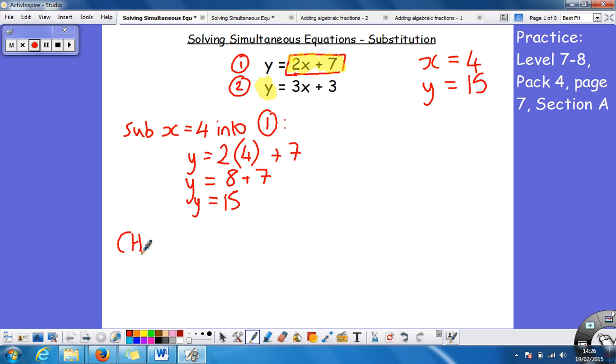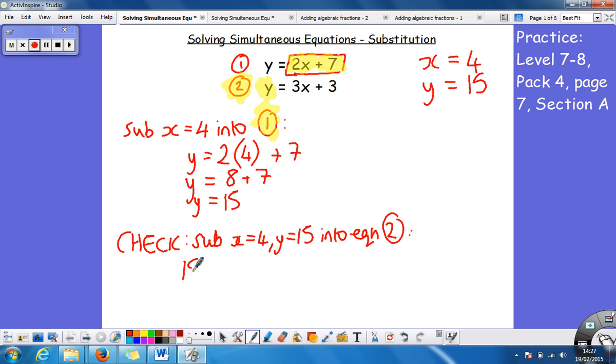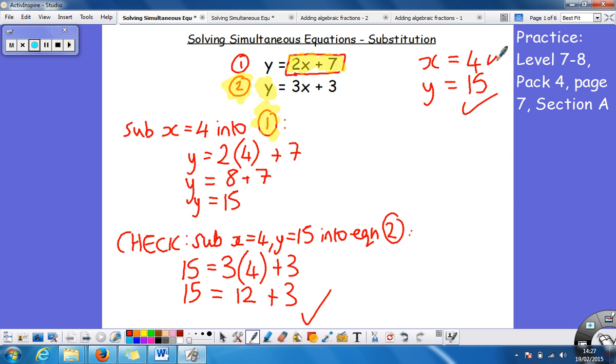Checking it in the same way, we used equation 1 to work out what y was, so I'm going to check by using equation 2. So substitute x equals 4 and y equals 15 into equation 2. If we do that down here then, my y is 15, so y is equal to 3 times the value of x, which is 4, add 3. Is that true? Well, 3 times 4 is 12, add 3 does indeed give me 15. So that tells me that my solutions are probably correct.